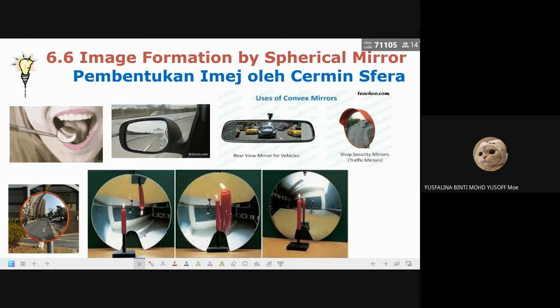Right, so now we're going to the last topic in physics form 4, that is the image formation by spherical mirror. You already learned how the image forms when the light passes through the lens. Now we're going to learn what happens to the light ray when it passes through the mirror. Basically, the lens uses refraction of light, but the mirror uses reflection of light.